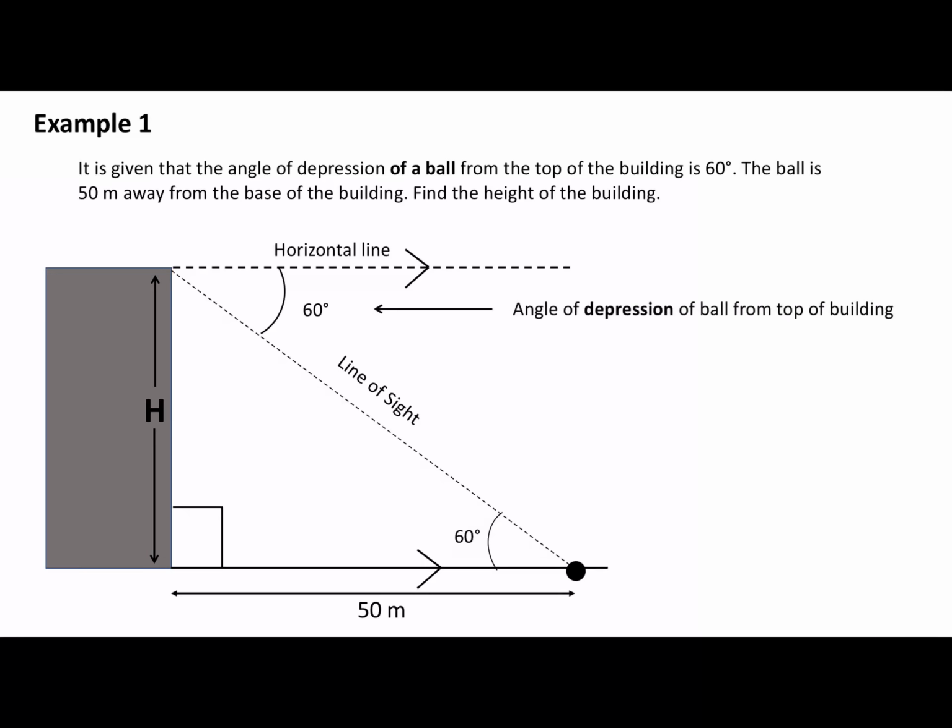Now notice the following. Here, the 60 degrees is the angle of depression of the ball from the top of the building. Over here, this is 60 degrees and this is the angle of elevation of the top of the building from the ball, and both are exactly the same. Now take a moment to understand this. Angle of elevation of the top of the building from the ball is exactly the same as angle of depression of the ball from the top of the building.